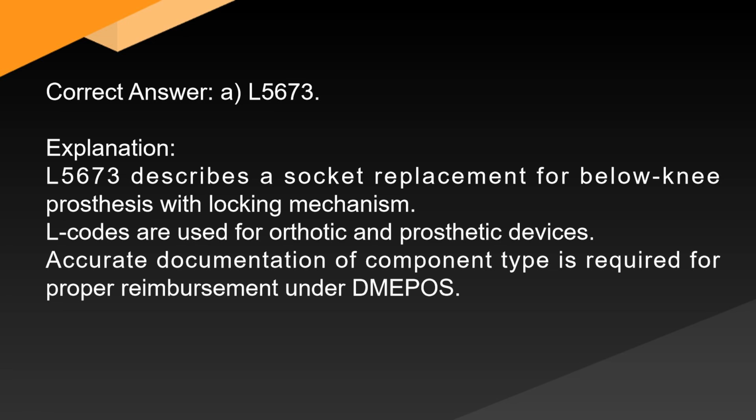L5673 describes a socket replacement for below-knee prosthesis with locking mechanism. L codes are used for orthotic and prosthetic devices. Accurate documentation of component type is required for proper reimbursement under DMEPOS.